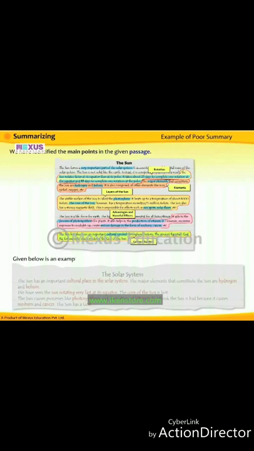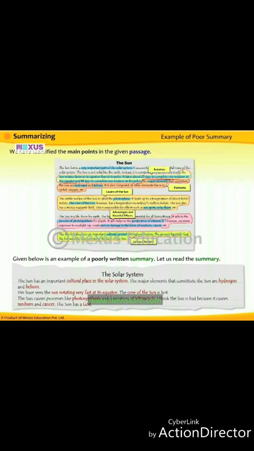Given below is an example of a poorly written summary. Let us read the summary. The solar system. The sun has an important cultural place in the solar system. The major elements that constitute the sun are hydrogen and helium. We have seen the sun rotating very fast at its equator. The core of the sun is hot. The sun causes processes like photosynthesis and formation of vitamin D. I think the sun is bad because it causes sunburn and cancer. The sun has a god.